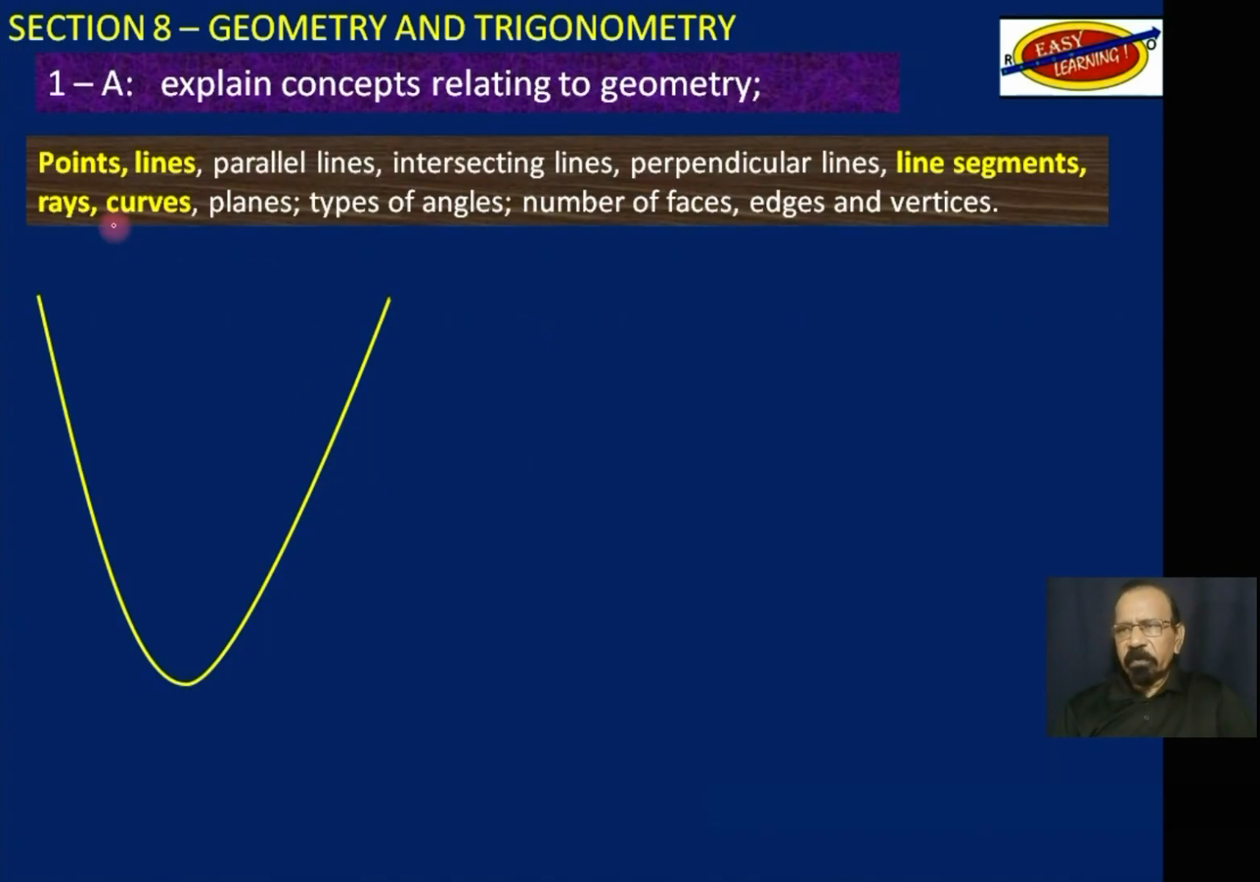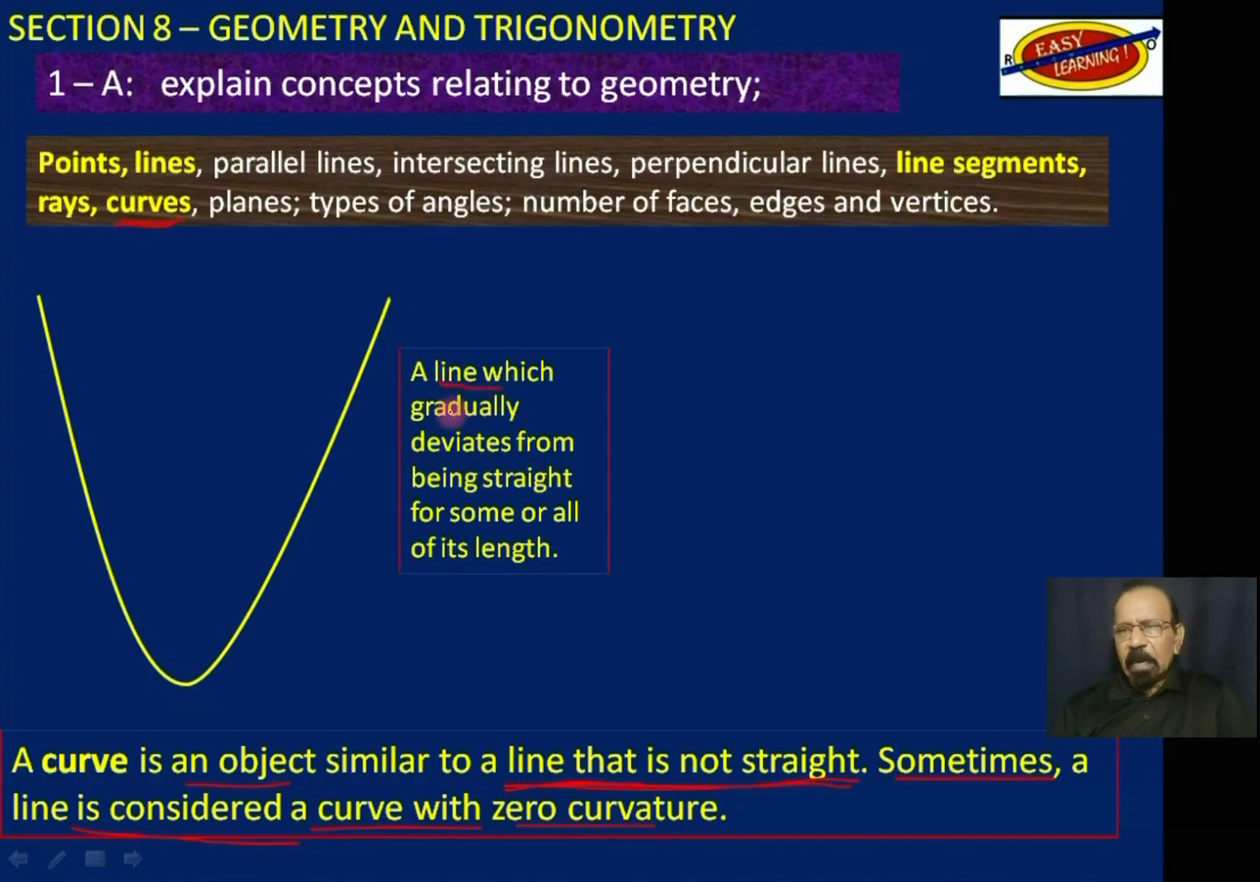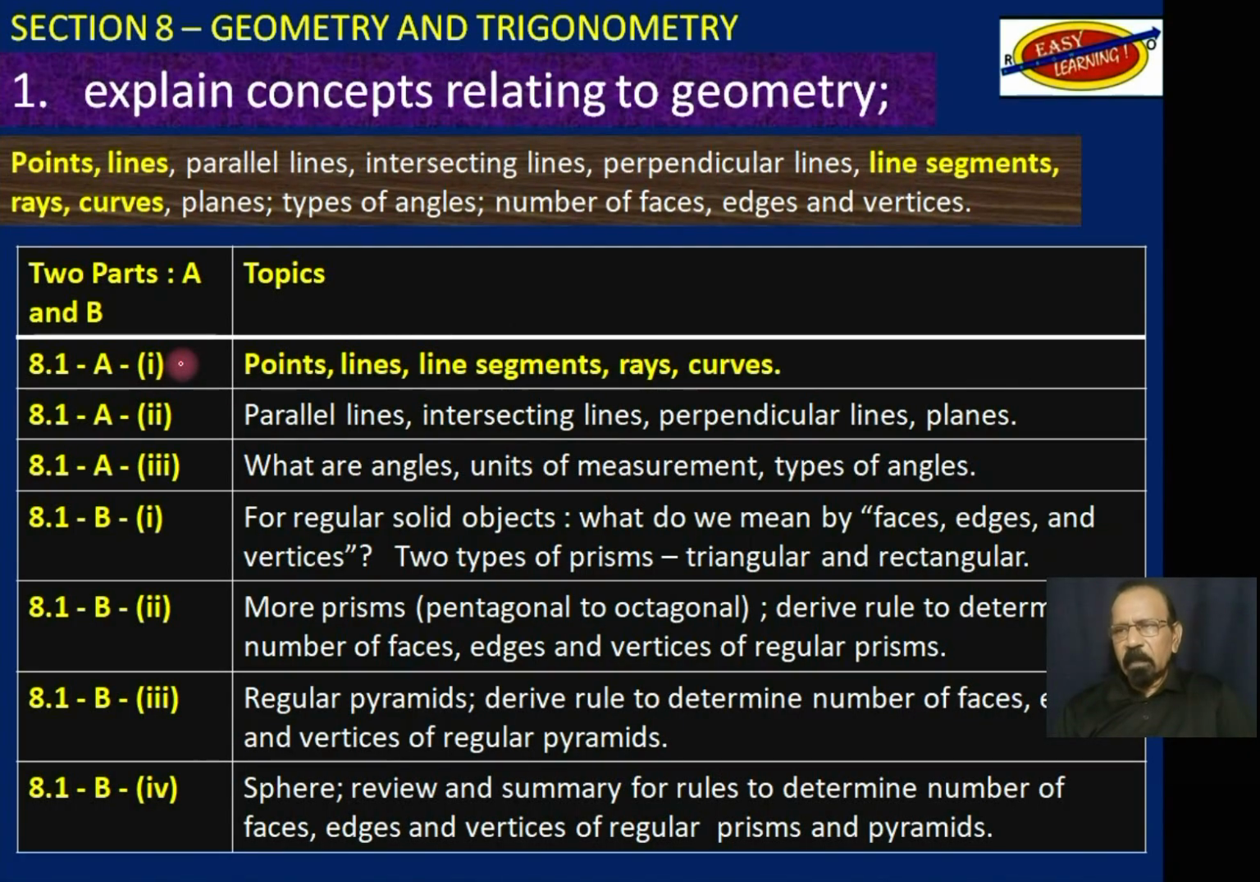Now let's talk about curves. A curve is an object similar to a line that is not straight. Sometimes a line is considered a curve with zero curvature. A line which gradually deviates from being straight for some or all of its length is called a curve, as you can see here. And the best known curve we know is the circle. And so that takes care of this first subsection of part A.